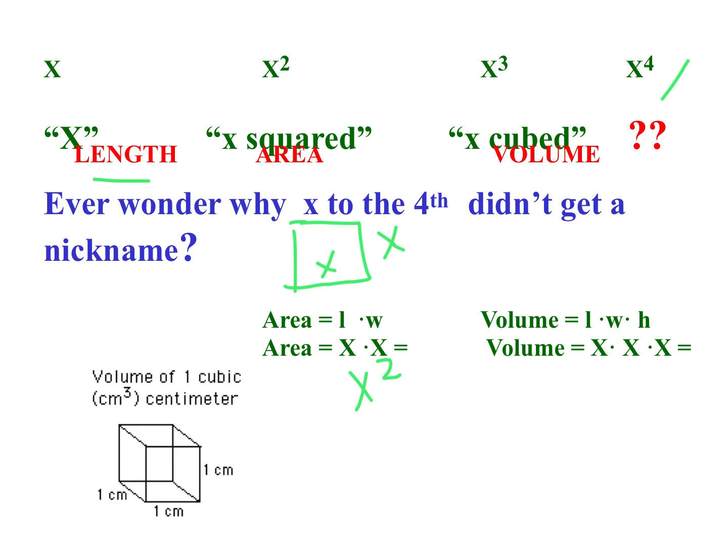And the formula for volume is length times width times height. So if you have a cube, and each of the sides of that cube is 1 centimeter, then you'd have 1 times 1 times 1, which would be 1.